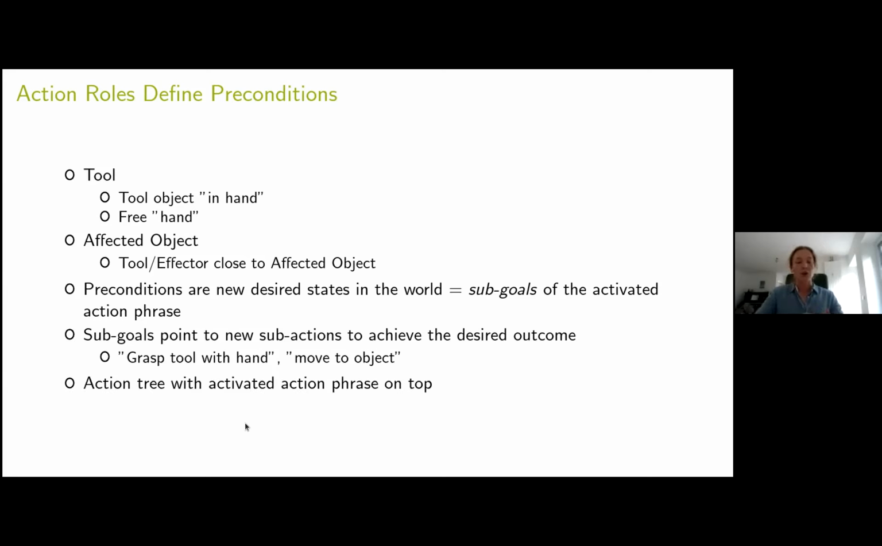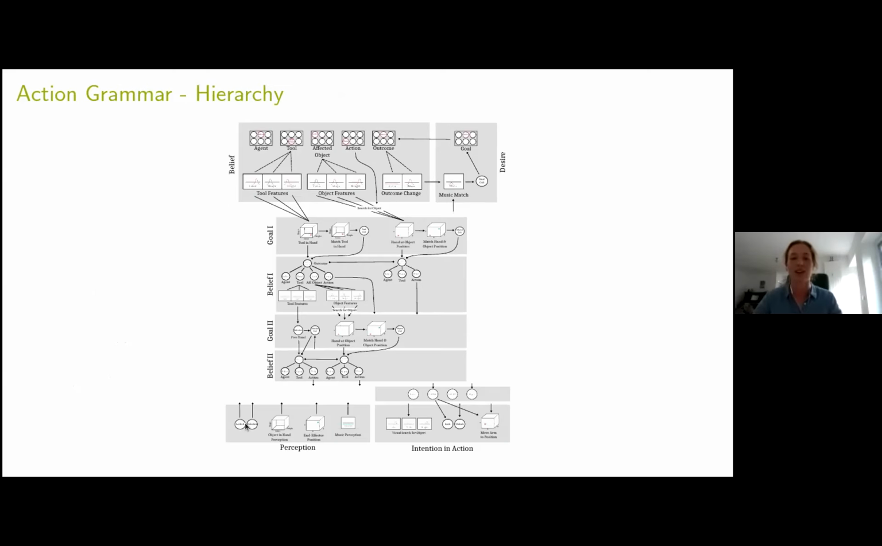And now we have new preconditions, so that we need the free hand to grasp the tool, and the hand should be close to the tool. So we get an action tree with the activated complex action phrase on top, and then the sub-goals and sub-actions on different levels and different branches of this tree. In our scenario, we only have this one effector, so nothing can be done in parallel. And this is why we can represent this action tree completely. And this looks like this.